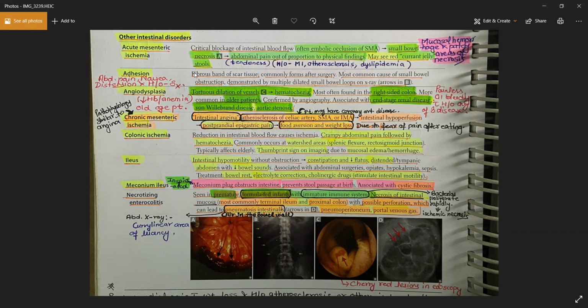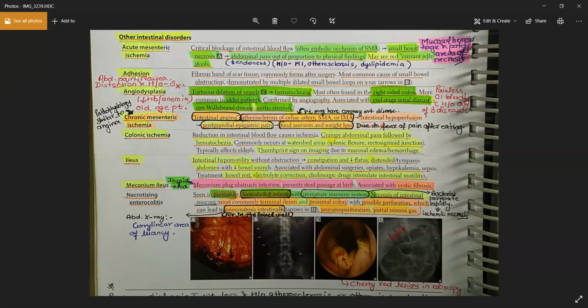Whenever the obstruction is there, the patient can have constipation, nausea, vomiting, and abdominal distension. So a patient with vomiting, nausea, abdominal distension, and constipation means obstruction is there. Obstruction along with a recent history of inflammation or a recent history of surgery will make you think about adhesions.